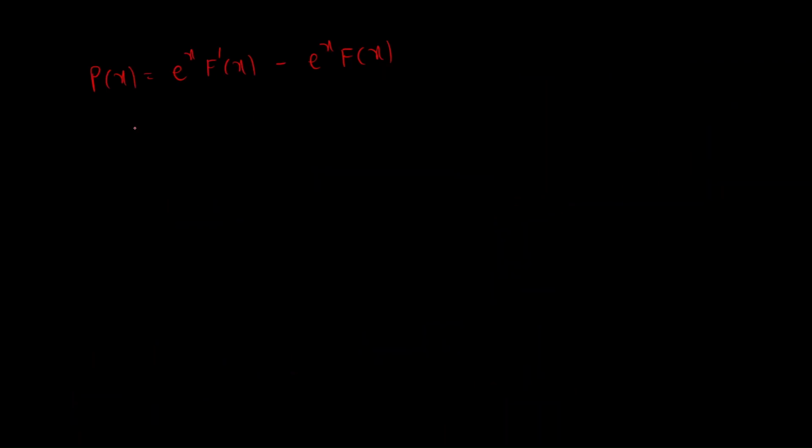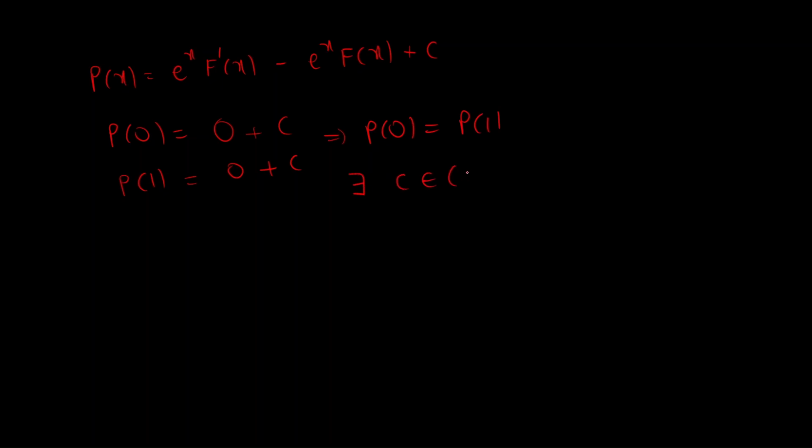Now, what will be p of 0? P of 0 is, when I put x equal to 0, F dash of 0 is 0 and F of 0 is also 0. I'll get 0. Okay. There is an integration constant, so I'll be left with the integration constant itself. When I put 1, I'll again get 0 plus integration constant. This means that p of 0 is equal to p of 1. Now again from Rolle's theorem we can say that there exists c belonging to (0, 1) such that p dash of c is equal to 0, which is nothing but e power c into h of c equal to 0.